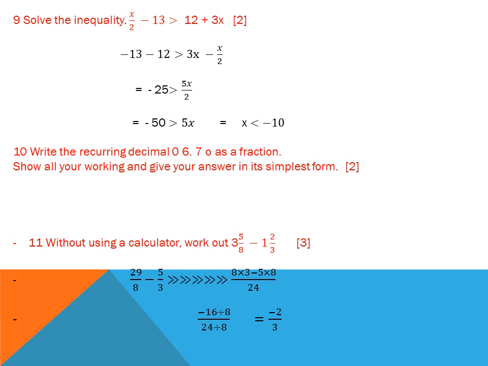Hence we should reduce this to the simplest form. We learn that minus 16 and 24 are both divisible by 8, and when we divide 16 by 8, it becomes minus 2. When 24 is divided by 8, it becomes 3 here.